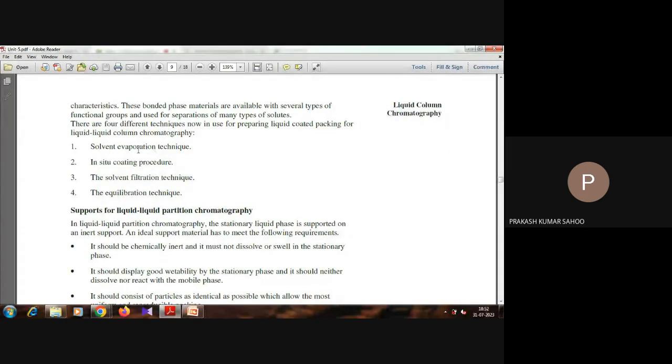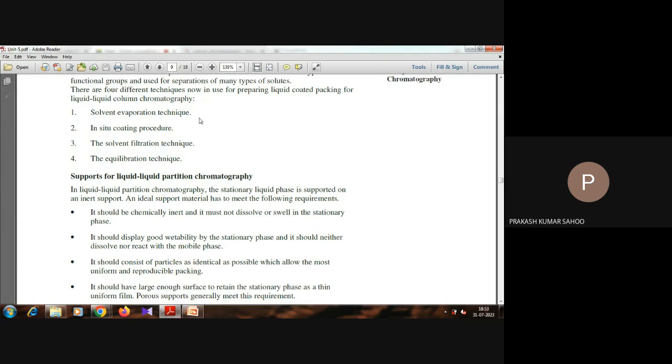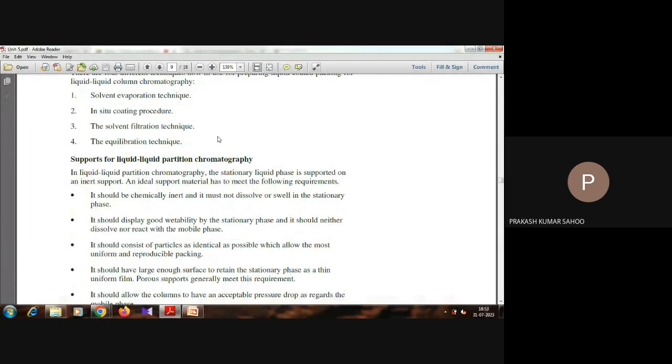Then in liquid liquid column chromatography, there are four different techniques for preparing column coated packing. So in liquid solid, we directly put the silica gel or alumina, or we make a slurry of the sample and silica gel, and we pack the column. But in liquid liquid, there are four types of techniques used for packing. That is the solvent evaporation technique, in situ coating procedure, the solvent filtration technique, the equilibration.